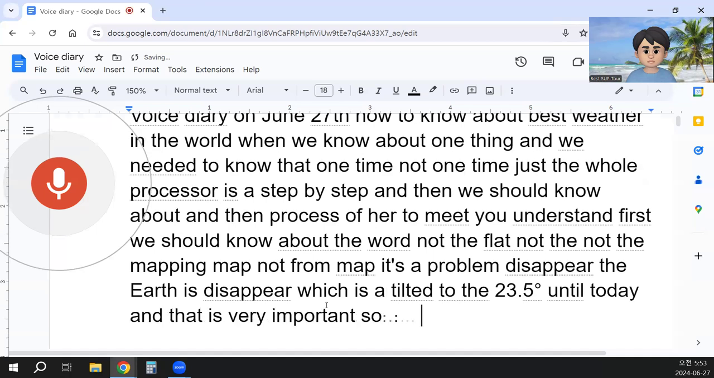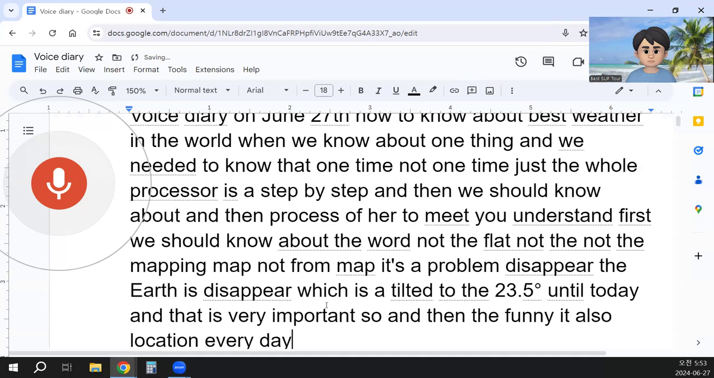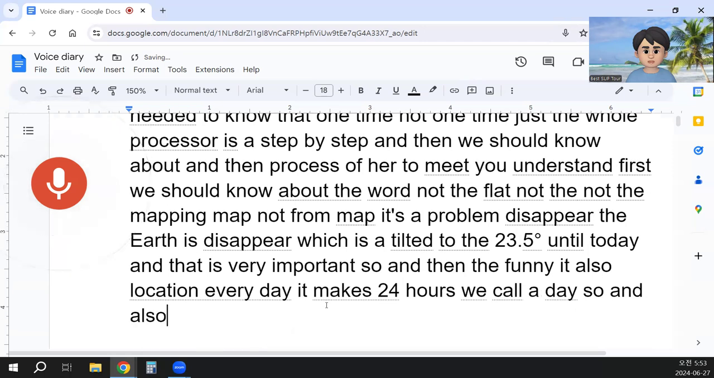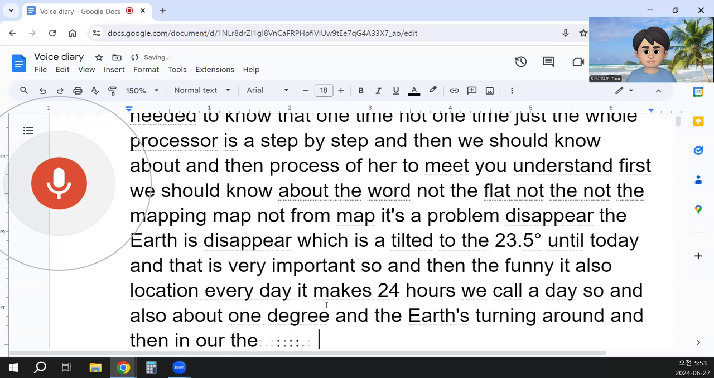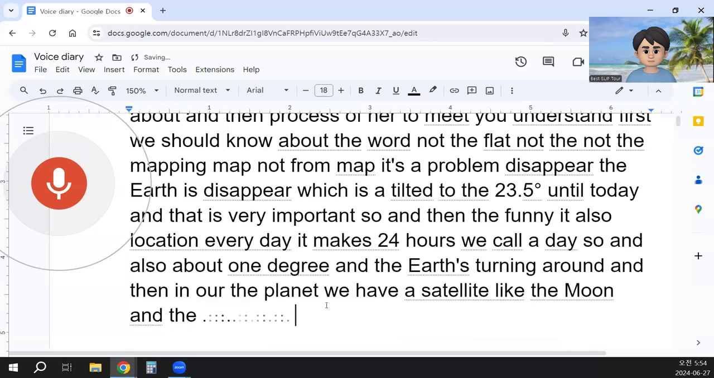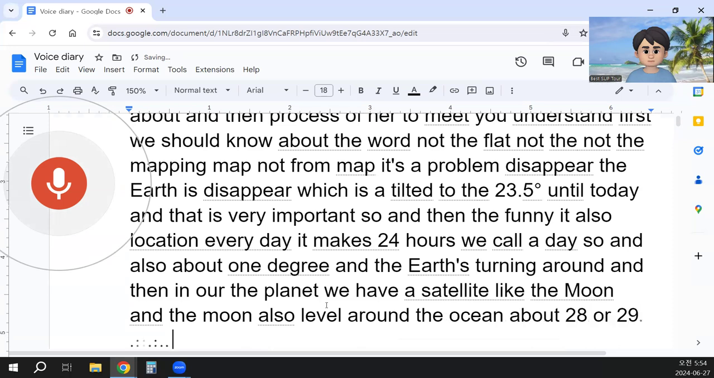The planet also rotates every day. It makes 24 hours, which we call a day, with about 1 degree of the Earth's turning. And in our planet, we have a satellite, the moon. The moon also revolves around the Earth, our planet, about once every 28 or 29 days.